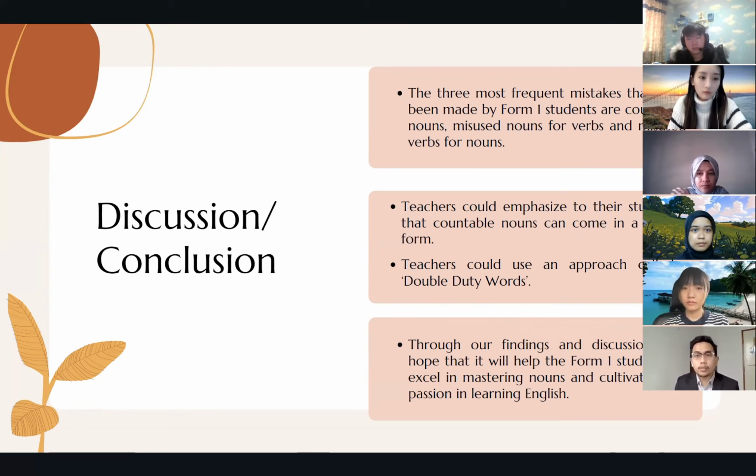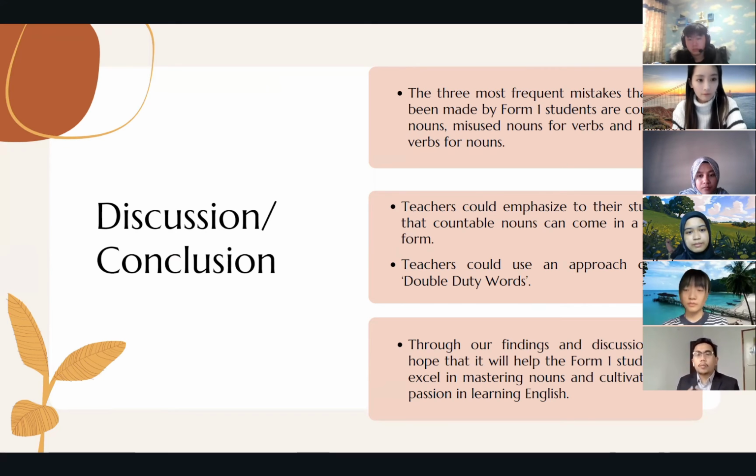For example, for countable nouns, we don't say in English, I like rices. It is so wrong, and if students understand this very well, they could differentiate between countable nouns and uncountable nouns. Next is teachers could use an approach called double duty words.